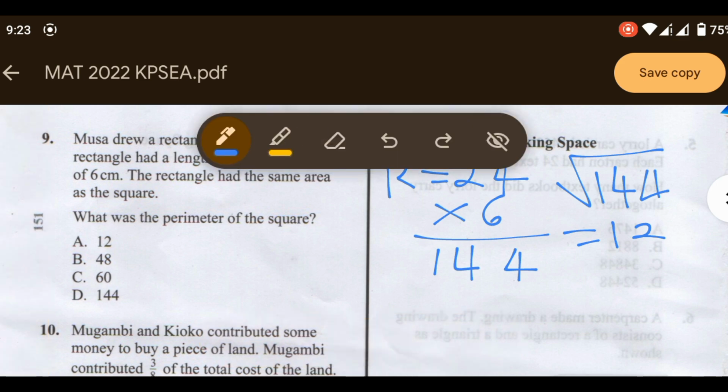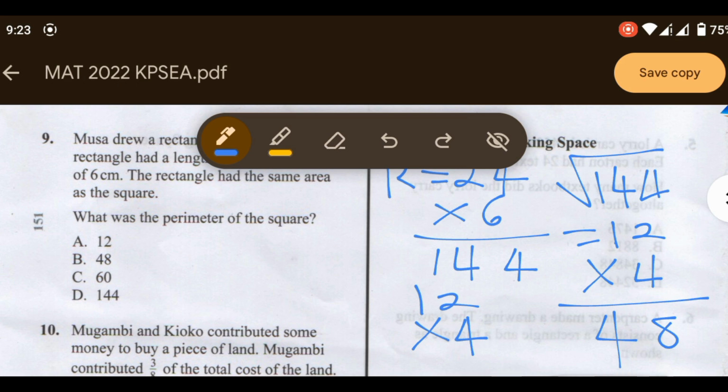The next part is to do the perimeter. The perimeter of a square is 4 times length. Or rather, you add all the lengths together, L plus L plus L plus L, 4 L's. So in short, you just do 12 times 4. I can do it on this side. So 12 times 4 will be 2 times 4 is 8. 1 times 4 is 4. So 48 centimeters. And the answer is B.